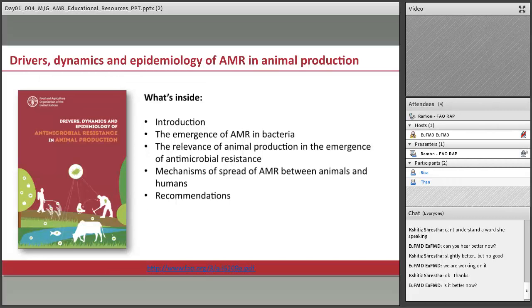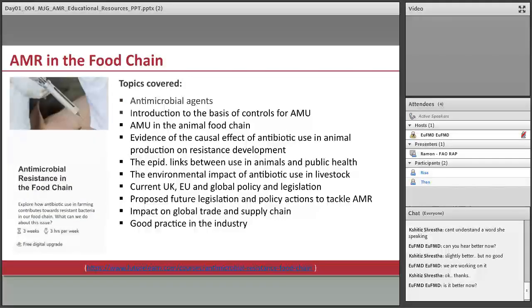This is why we are listing some of those that are very relevant to your course and to your future profession. This includes mechanisms of spread of AMR between animals and humans. A very interesting part, because this allows you to understand the significance of AMR arising in the animal population and its impact in the human population, and some recommendations.